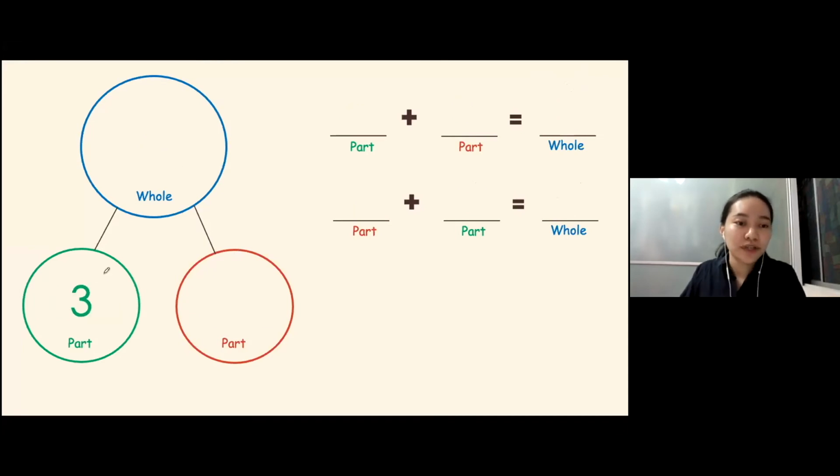Or you can just give the numbers, similar to that one, but this time we remove the visual aid, so they know 3 and 2 is 5. And then they write the part-whole equation themselves.